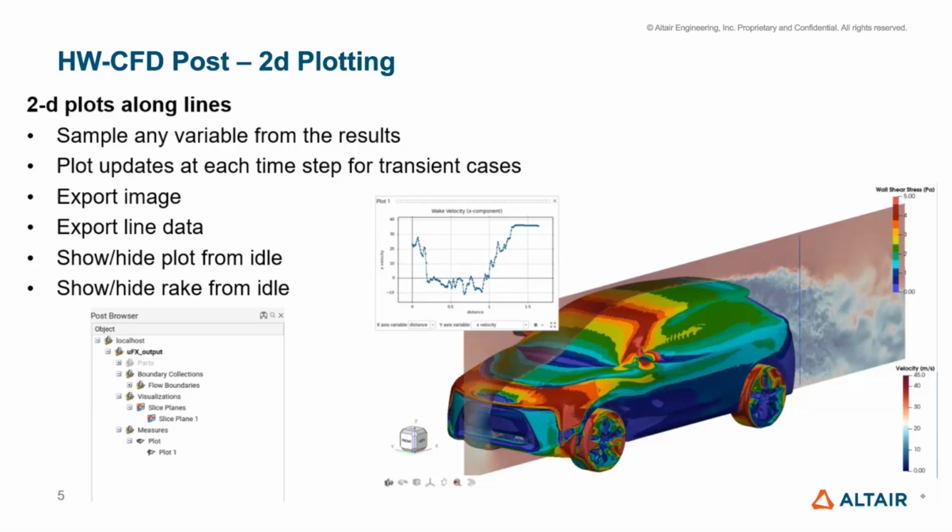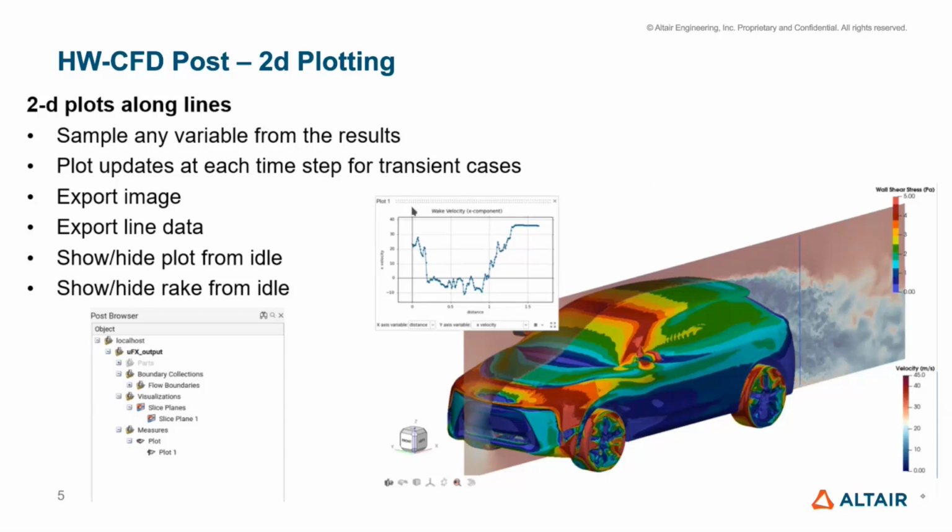Once you've created the plots, there's quite a few controls over the display style of the plots. You can export the image. You can also just export the line data. And some of the neat features that we've added is that you can show and hide the plot from idle. So you can keep the plot on the screen, and as you sweep in time, we'll update that plot for you so that you can see the evolution of this field as you progress through time.